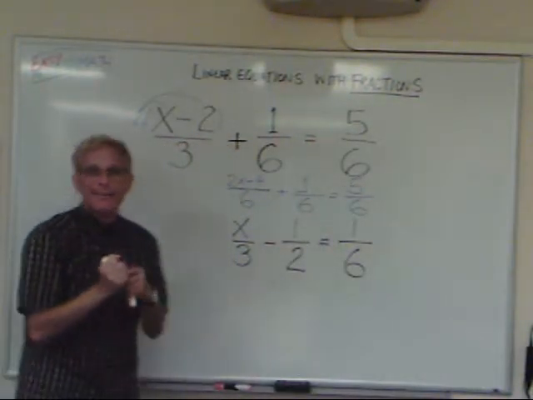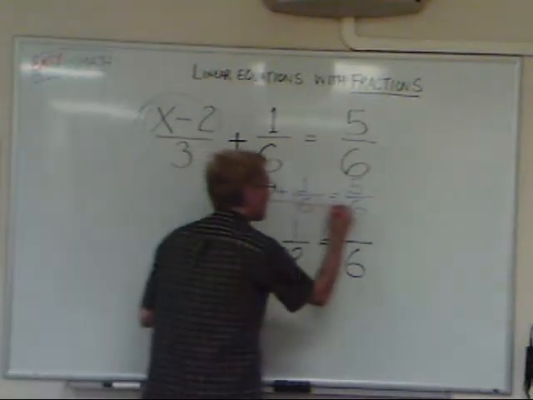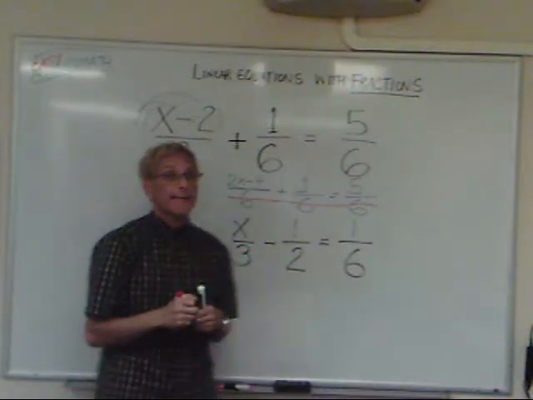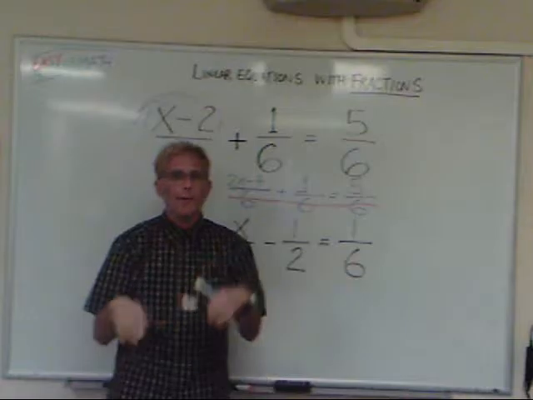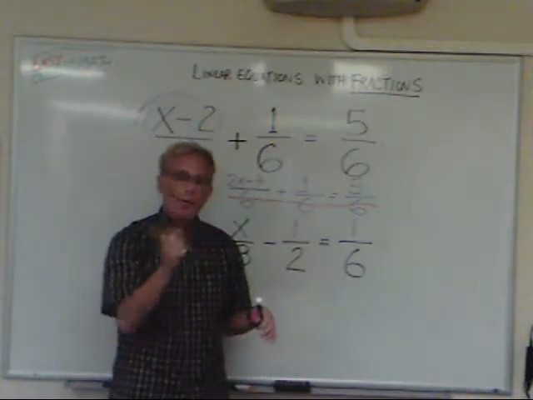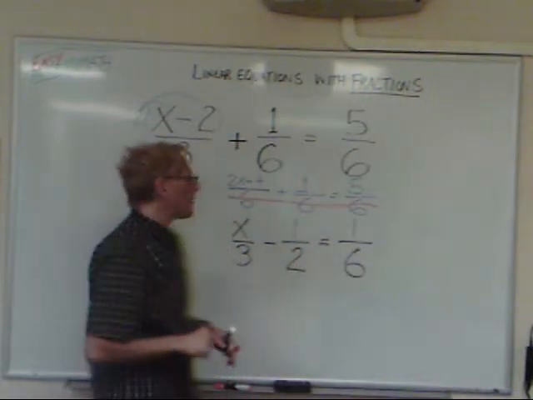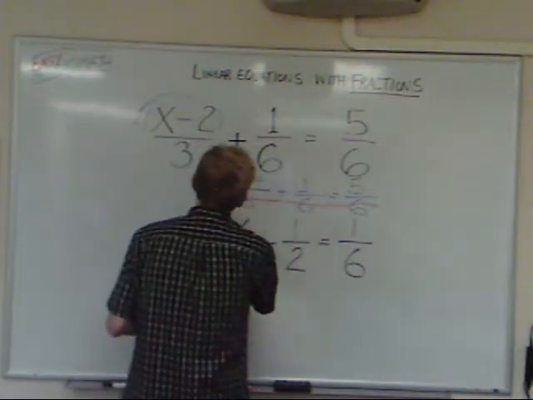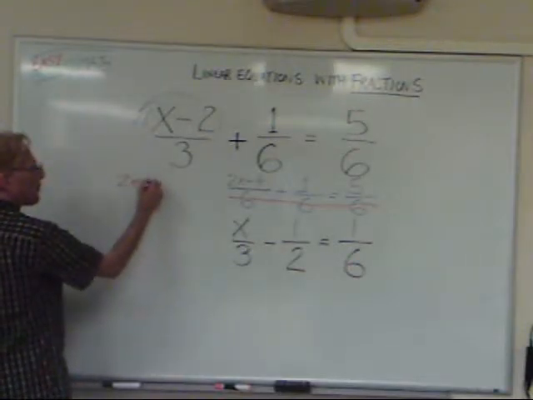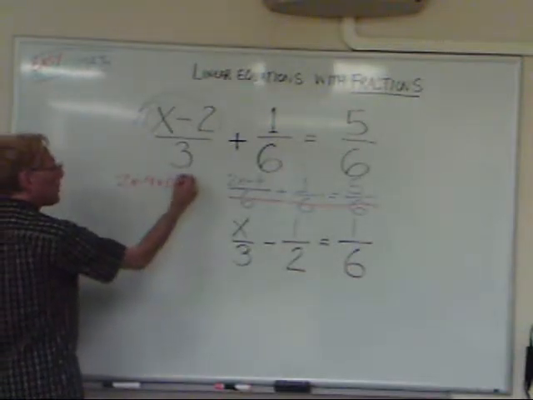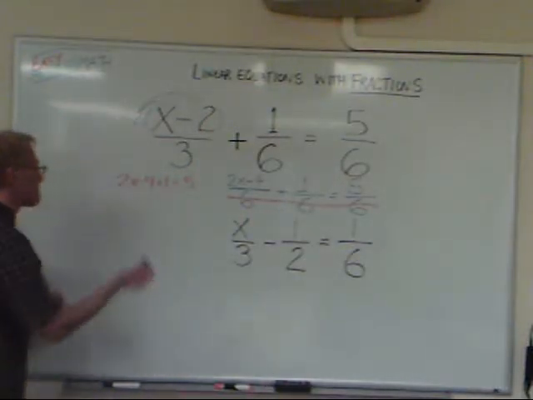And once I did that, I could cross out the denominators because they're the same. I could do that because this is solving. This is not adding the polynomials. This is actually solving. So once I get the denominators all the same across the whole problem, I could cross them out. And I did just that. And I'm left with, I'll put that here, 2x minus 4 plus 1 equals 5. And I could proceed to work that out.